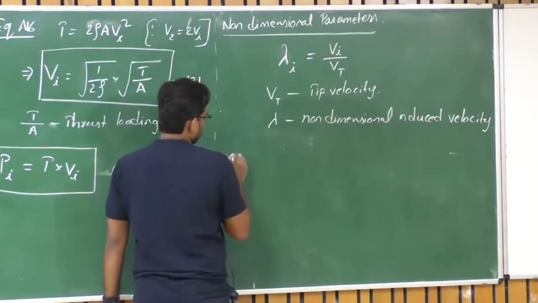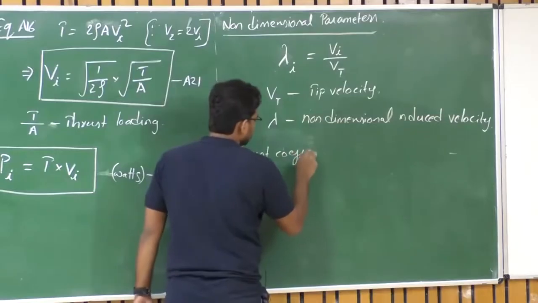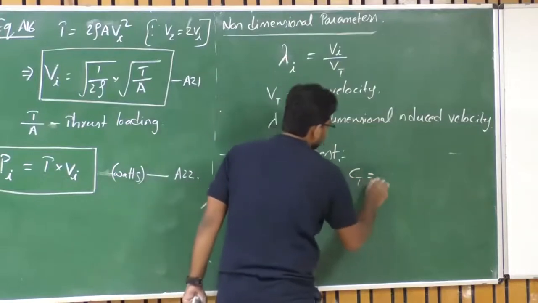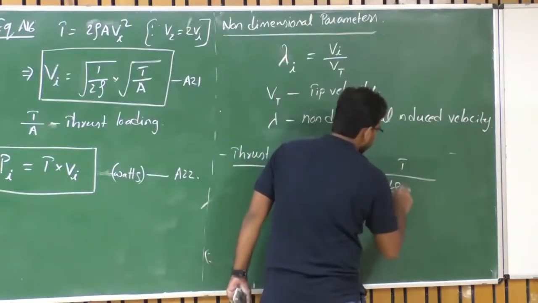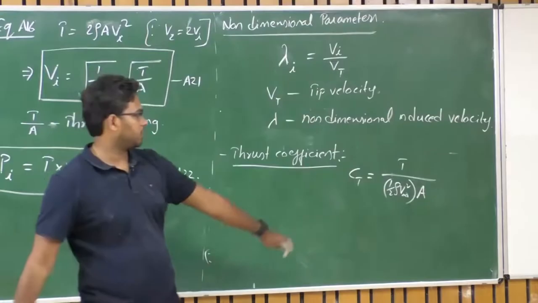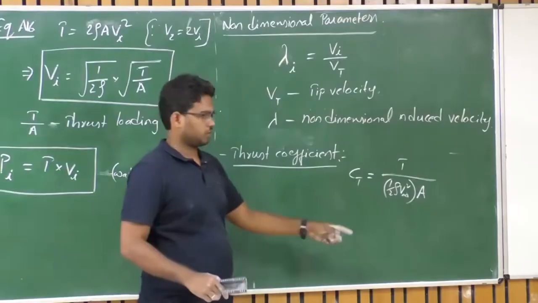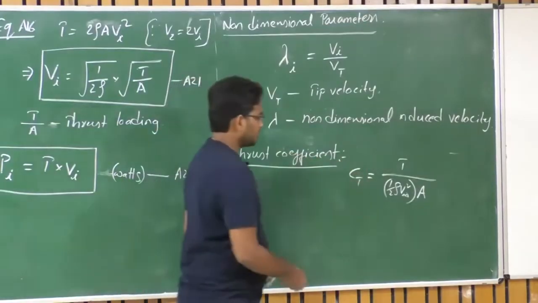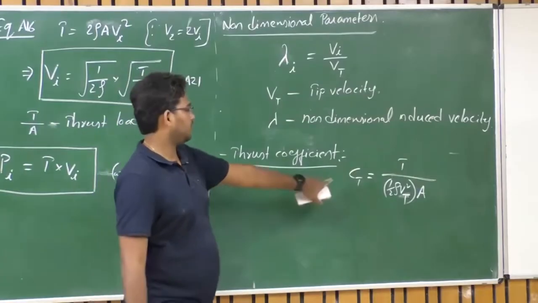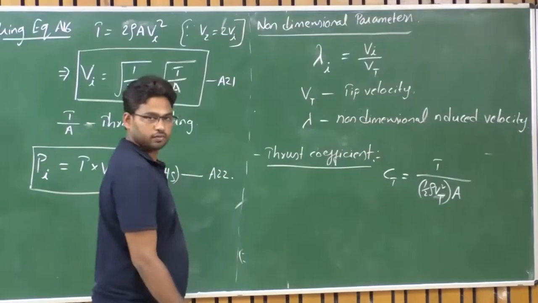So similarly, let us now define the thrust coefficient, which is Ct equals T upon dynamic pressure times the area of the disk. So dynamic pressure times the area is force, and force upon force helps you to non-dimensionalize this thrust, right? Here V is again the tip velocity, where Ct is called the non-dimensional thrust, the thrust coefficient.